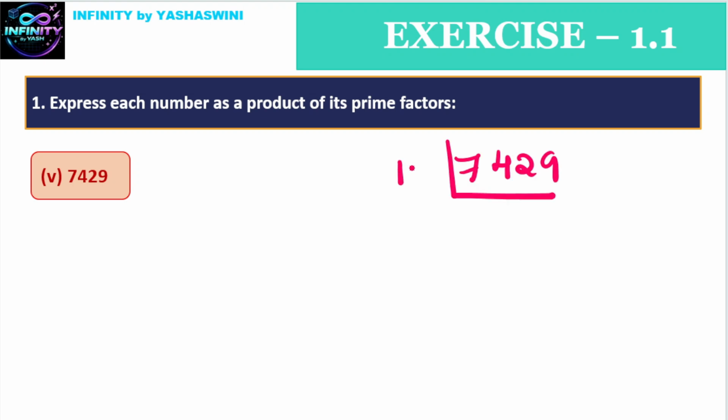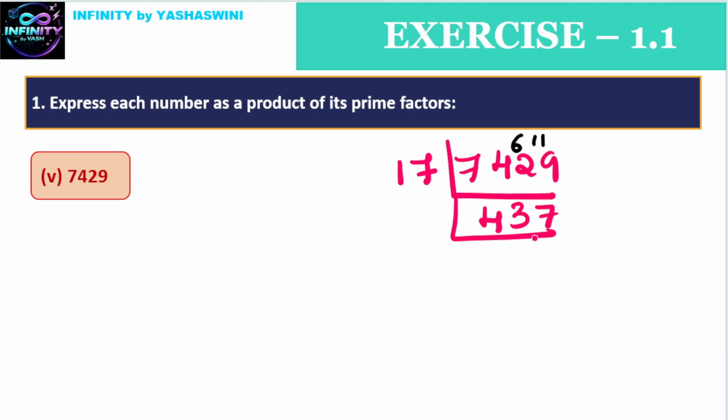7429. It is divisible by 17. 17 4 time is 68. 74 minus 68 is 6. So 6 is the remainder. Now it becomes 62. Now 17 3 time is 51. 62 minus 51 is 11. 11 is the carry. Now it is 119. 17 7 time is 119.